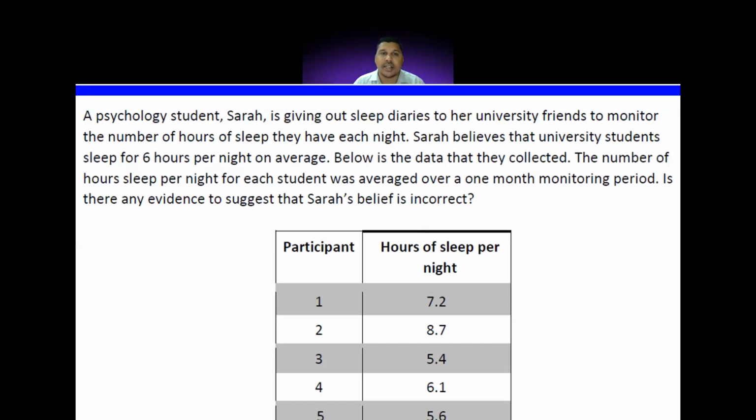A psychology student, Sarah, is giving out sleep diaries to her university friends to monitor the number of hours of sleep they have each night. Sarah believes that university students sleep for 6 hours per night on average. Below is the data they have collected. The number of hours of sleep per night for each student was averaged over a 1 month monitoring period. Is there any evidence to suggest that Sarah's belief is incorrect? So do they really sleep for 6 hours per night or not is the problem.